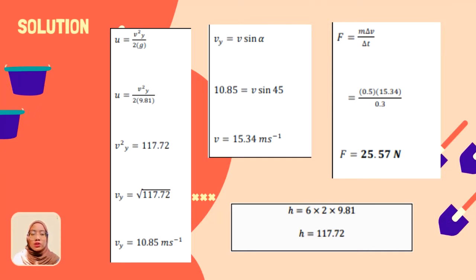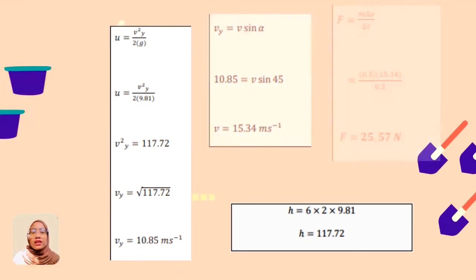So now we want to know the average impulse force. We use this equation, which is F equals m v divided by t. So m is 0.5 as given in the question, v is 15.34 as we calculated just now, and divided by the time, which is 0.3. So we get the force for the average impulse is 25.57 Newton. So that's all for the average impulse force.